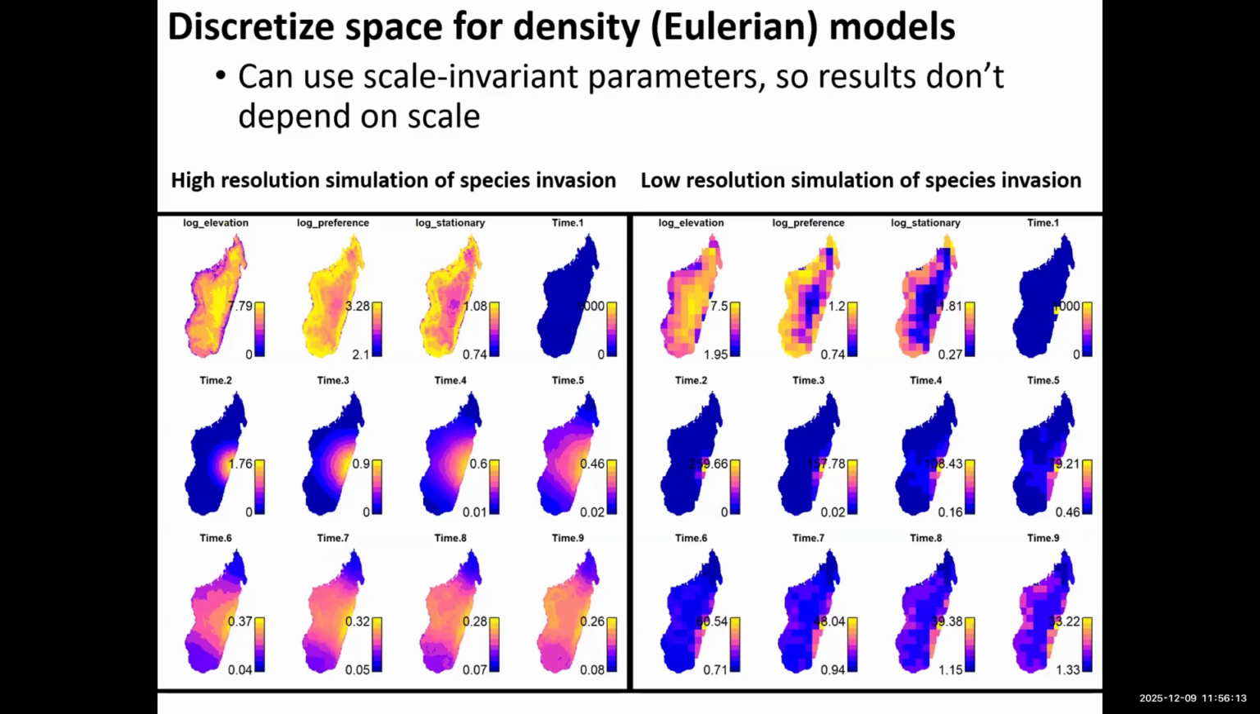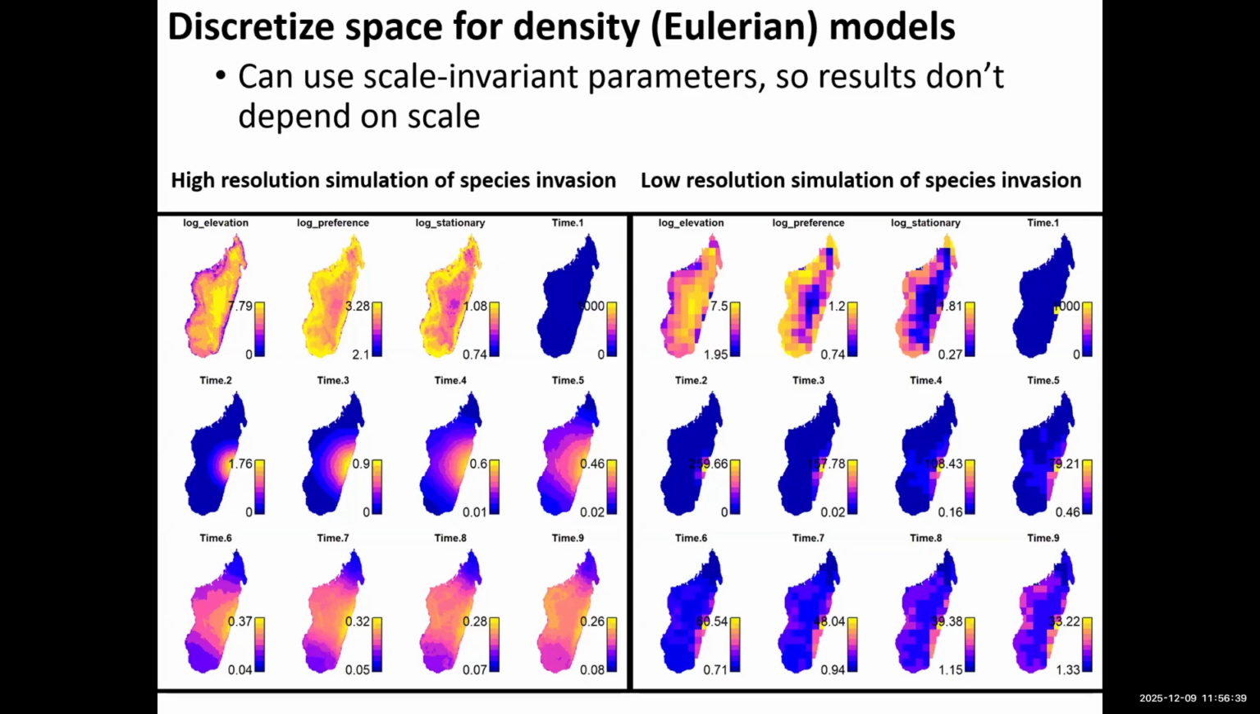So the left-hand side is a high resolution model where it starts at this tiny dot on the eastern coast of Madagascar, and it moves outward over time to eventually get closer to the log stationary distribution by time 9. Instead, if you do it at a much coarser resolution on the right-hand side, you can see how the log elevation is coarser, the stationary distribution is coarser.